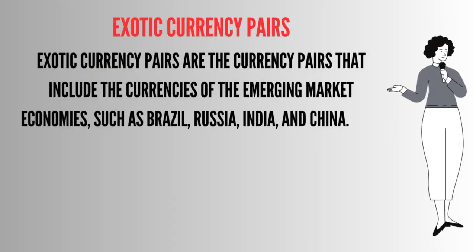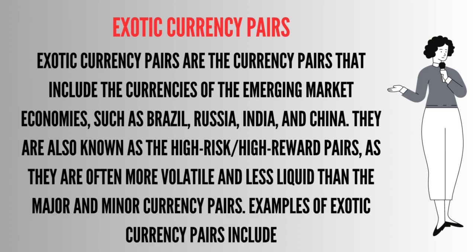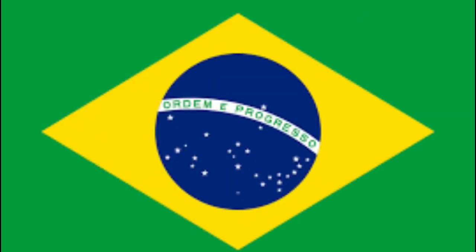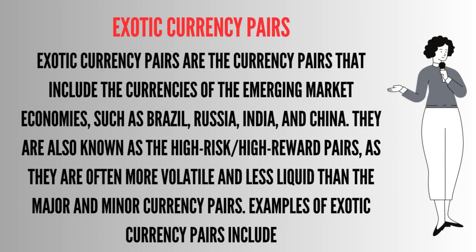Exotic currency pairs. Exotic currency pairs are the currency pairs that include the currencies of the emerging market economies, such as Brazil, Russia, India, and China. They are also known as the high-risk, high-reward pairs, as they are often more volatile and less liquid than the major and minor currency pairs.